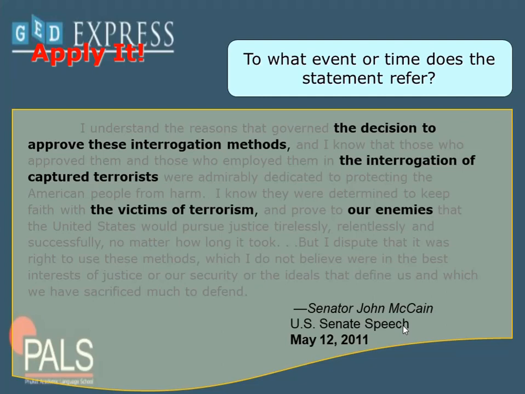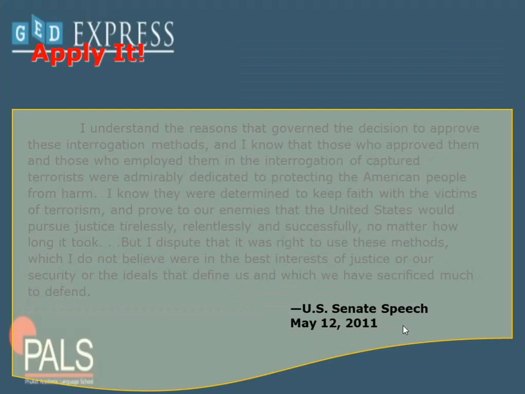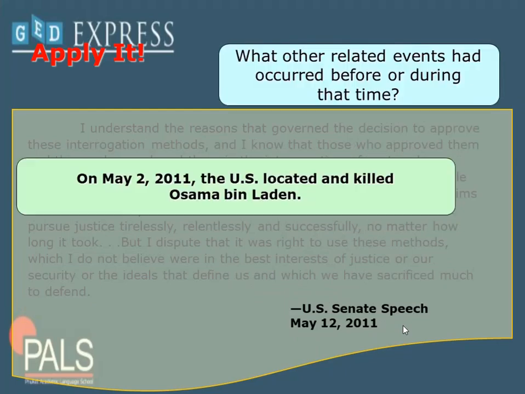Now on your test, you will be given some piece of paper to write on to help you out while you are taking your test. So I suggest that you try to write these keywords when you're trying to read a statement. So the speaker is referring to events that took place during the U.S. War on Terror. What other related events occurred before or during that time?